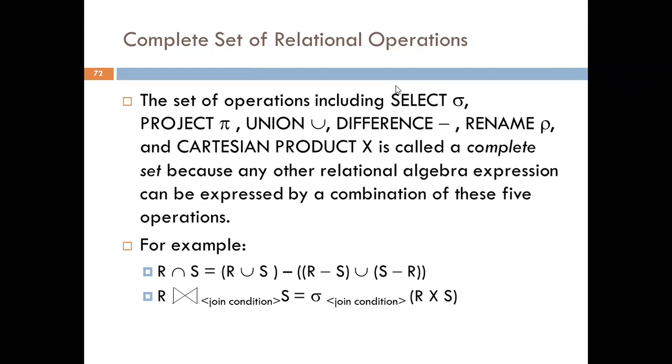A Cartesian product, if it is followed by select, becomes a join. Union and set difference can be put together in order to derive the intersection operation. So even though we have separate intersection and join operations, they can be derived from these basic operations. The basic operations include select, project, union, difference, rename, and Cartesian product. Along with that, we have intersection and join, through which we can perform the various relational operations to obtain the required query results.